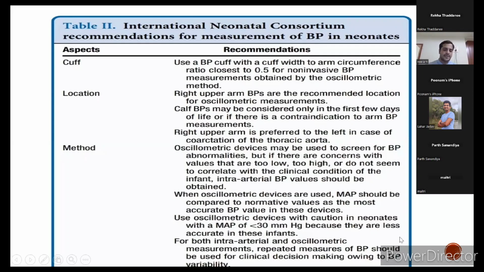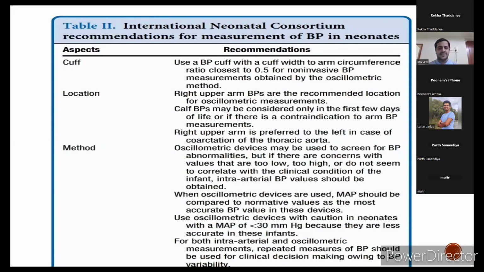Secondly, the last sentence is very important: in any baby, a single value of BP is not very important. What is more important is the trend over a period of time. I will be more interested in the trend of BP over a period of time, not a single value. So that is very important.